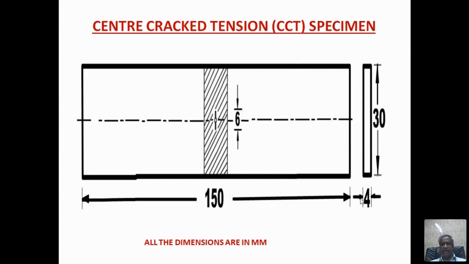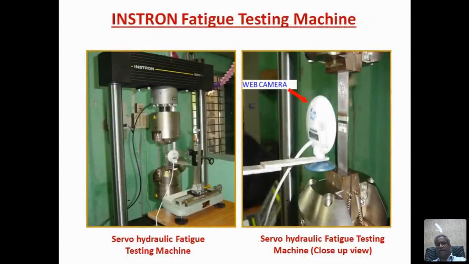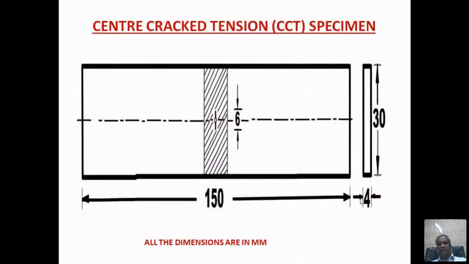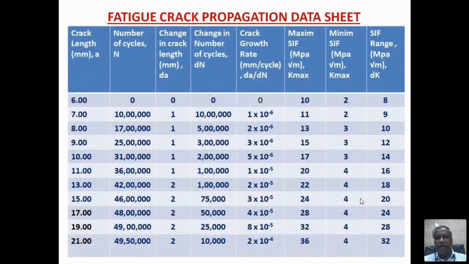Then the specimen is held like this, and the stress is applied, and you can monitor the crack from both tips, both sides of the crack. You can measure how many cycles it takes for every 1 mm of crack growth. So here is a typical crack propagation data sheet. When you do the test, you need to have a data sheet like this. You have to prepare it, and see what this data sheet is having.